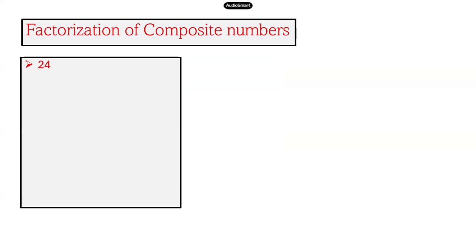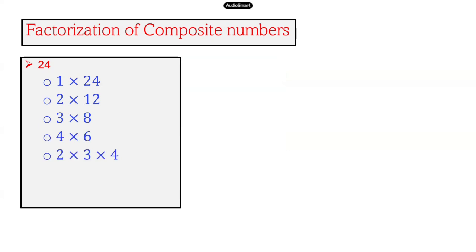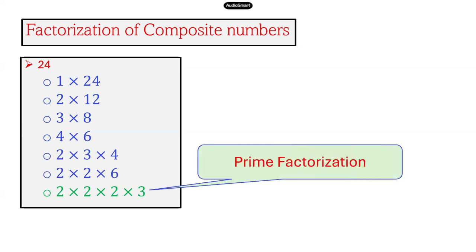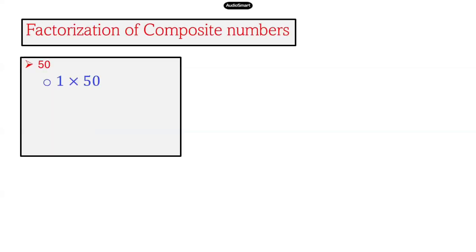Let's take a little bit bigger number, 24. You can factorize 24 as 1 multiply 24, 2 multiply 12, 3 multiply 8, 4 multiply 6, and then 2 multiply 3 multiply 4, which can further be written as 2 multiply 2 multiply 6, and the last one is 2 multiply 2 multiply 2 multiply 3, and this last one is the prime factorization. Take number 50. 50 can be factorized as 1 multiply 50, 2 multiply 25, 5 multiply 10, and the last one is 2 multiply 5 multiply 5, which is the prime factorization.